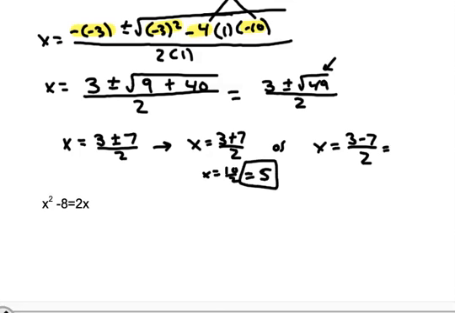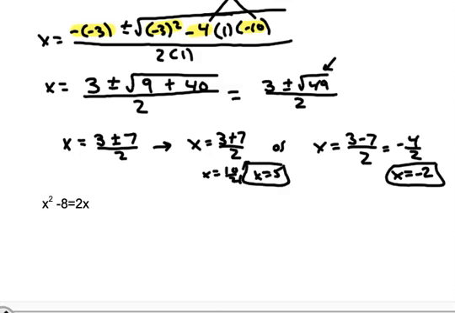One of them is -4 over 2, which is -2. So I have x equals, I want to write x equals here, I'm sorry. One answer is x equals 5. One answer is x equals -2, which again we could have factored to get originally.